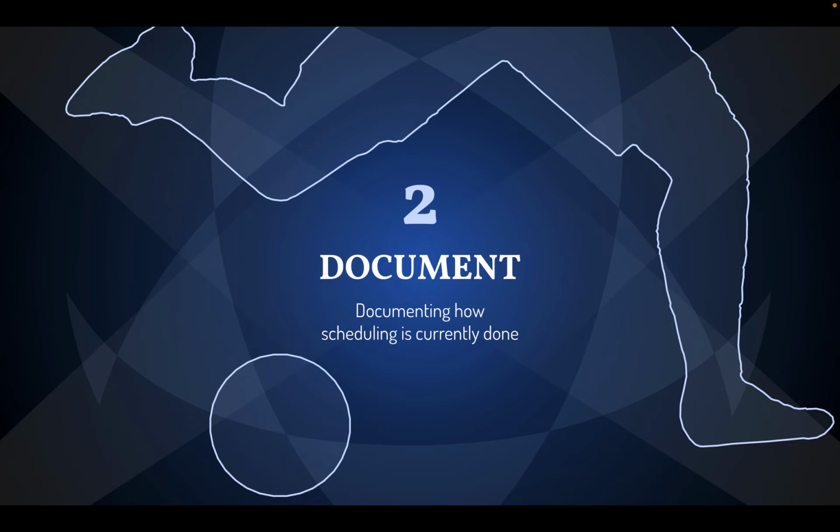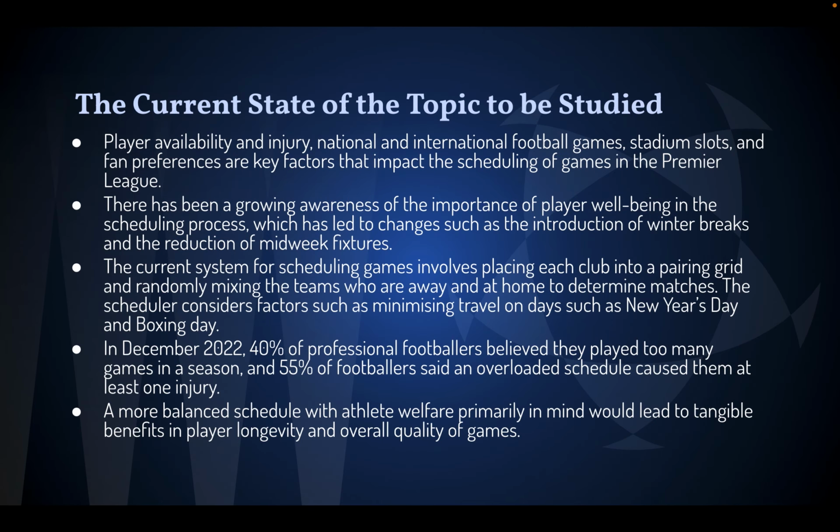Now, let's document how scheduling is currently done. Some of the key factors that impact the scheduling of games in the Premier League include player availability and injury, national team and international football games, stadium slots, and fan preferences. In recent years, there has been a growing awareness of the importance of player well-being in the scheduling process. This has led to a number of changes, such as the introduction of winter breaks and the reduction of midweek fixtures, aimed at improving the physical and mental health of players.